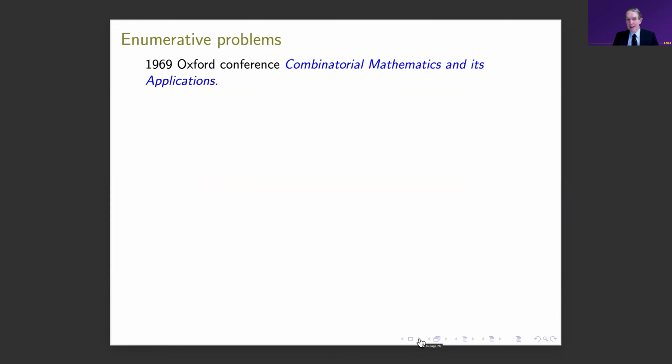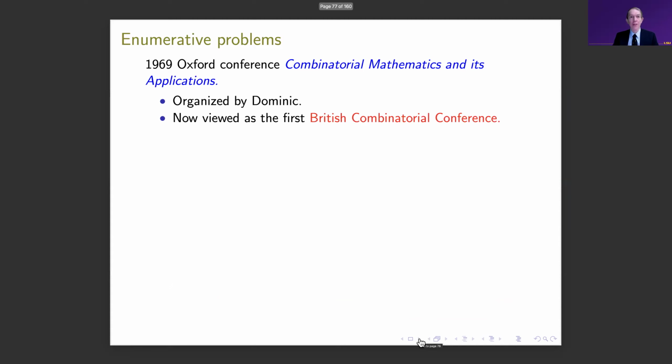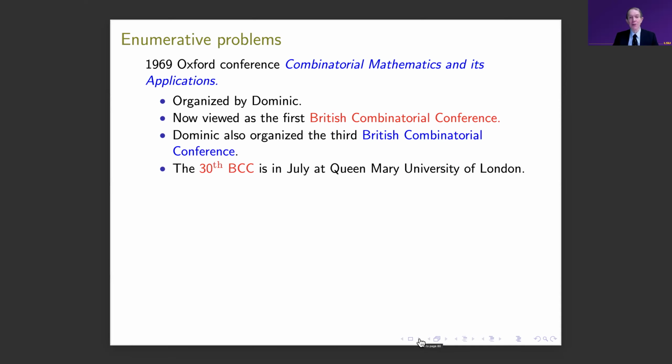In 1969, there was an Oxford conference called Combinatorial Mathematics and its Applications. Dominic organised this conference, and this conference is now viewed as the first British combinatorial conference. Dominic also organised what is the third British combinatorial conference. This year, in July, there'll be the 30th British Combinatorial Conference at Queen Mary, University of London.